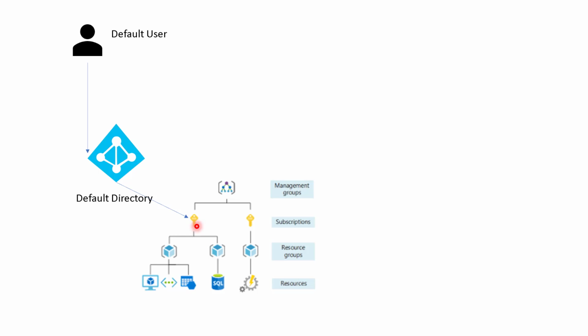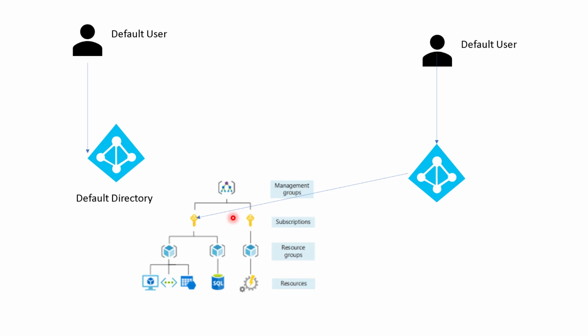And that particular tenant can have its own set of users. It can either be connected to the same subscription, or you can connect it to a new subscription. So let's see how you can create a new tenant in Azure and add users to that new tenant. Let's go to the console and see how this is done.